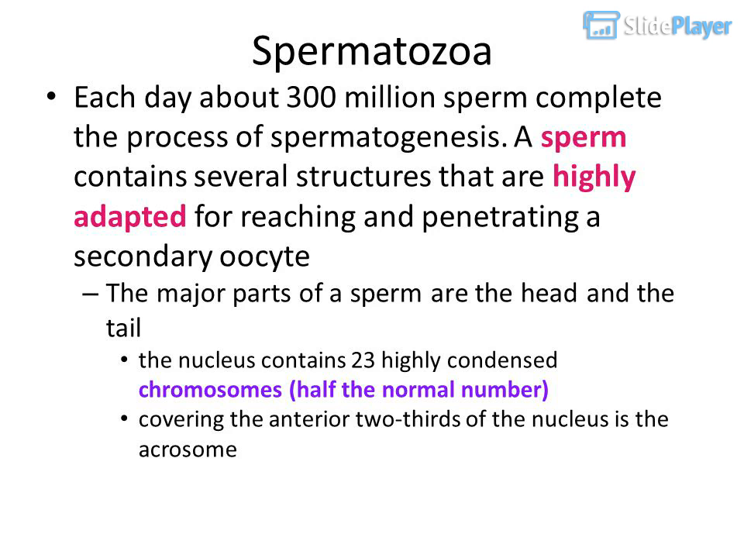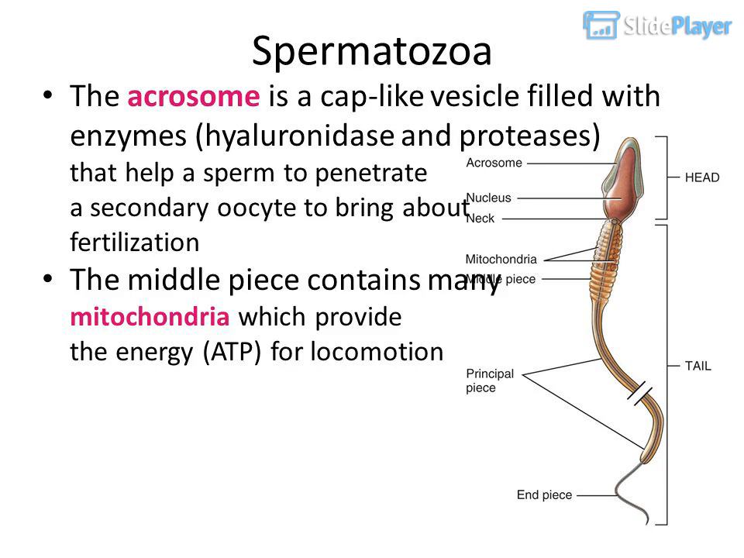A sperm contains several structures that are highly adapted for reaching and penetrating a secondary oocyte. The major parts of a sperm are the head and the tail. The nucleus contains 23 highly condensed chromosomes, half the normal number. Covering the anterior two thirds of the nucleus is the acrosome. The acrosome is a cap-like vesicle filled with enzymes, hyaluronidase and proteases, that help a sperm to penetrate a secondary oocyte to bring about fertilization. The middle piece contains many mitochondria which provide the energy, ATP, for locomotion.